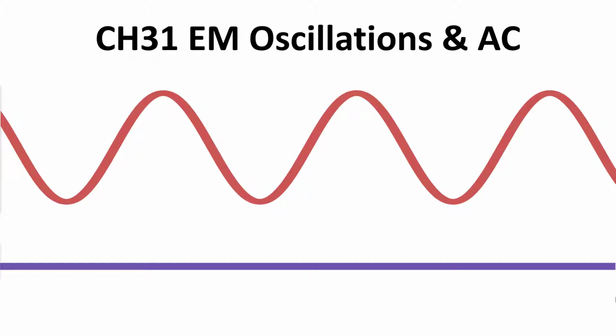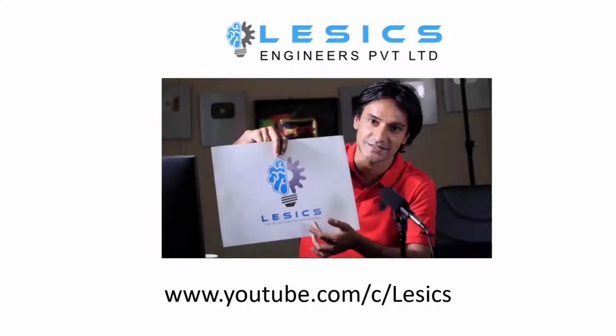Chapter 31, Electromagnetic Oscillations and Alternating Current. Check out this video from Lessix. This is one of my favorite YouTube channels, The Physics Behind Engineering. This video addresses the most fundamental aspect of oscillating circuits.